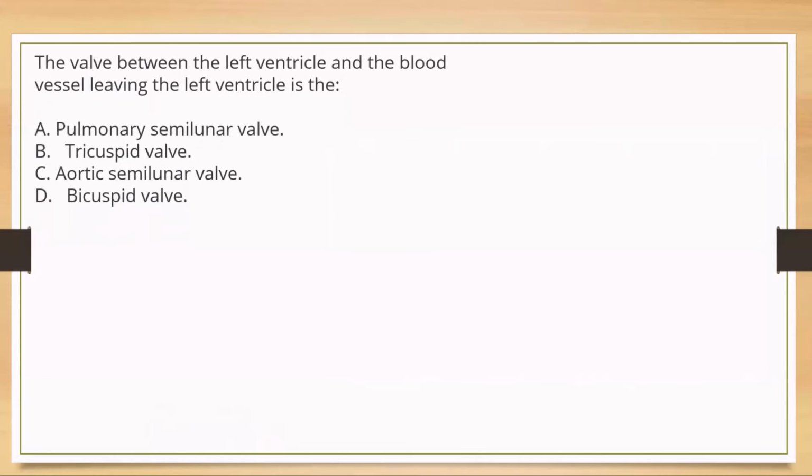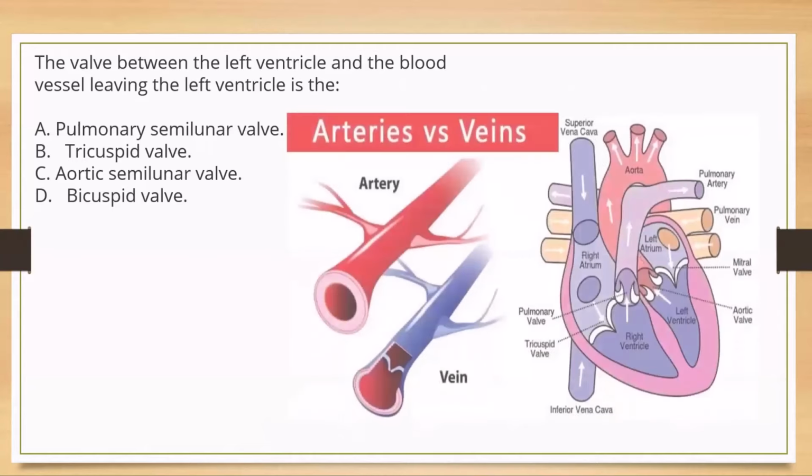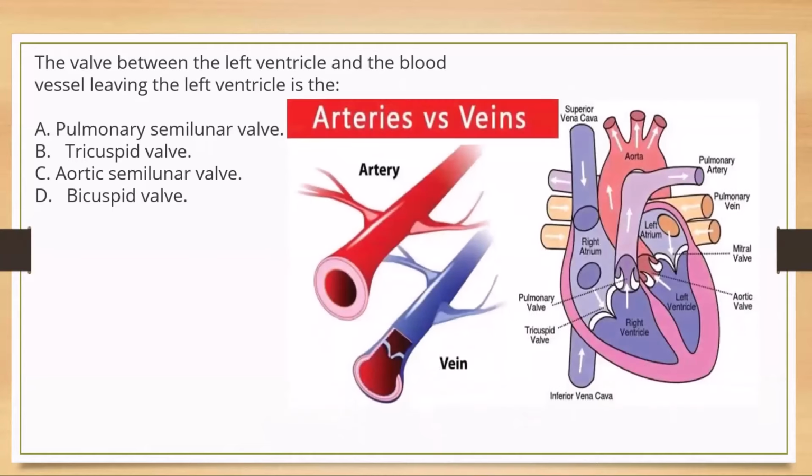Now the valve between the left ventricle and the blood vessel leaving the left ventricle is called what? Very basic. So let's quickly understand some small anatomy over here. Looking at this, don't focus on the arteries and the veins for now. Focus on the heart, this heart. Okay.